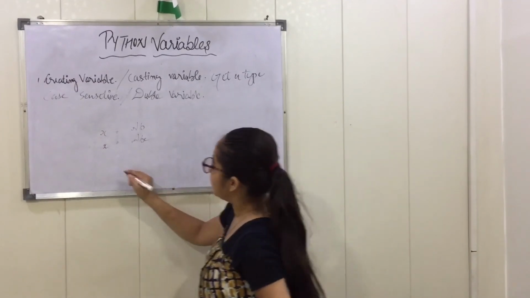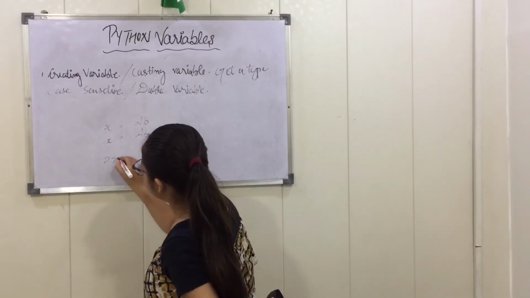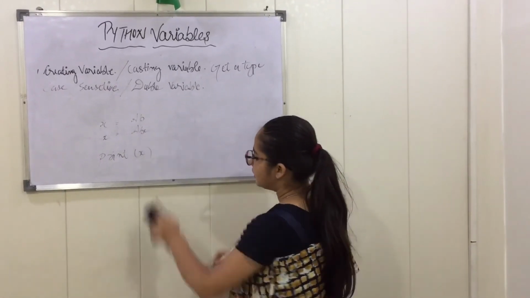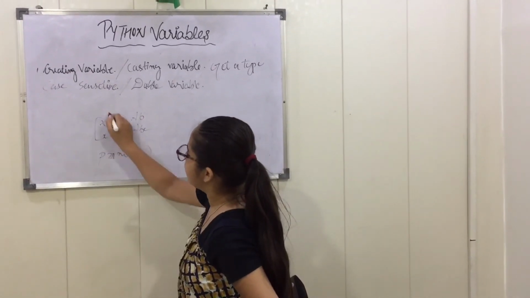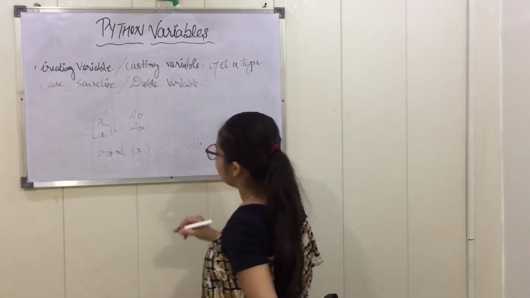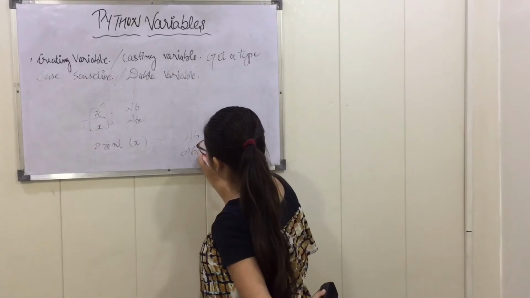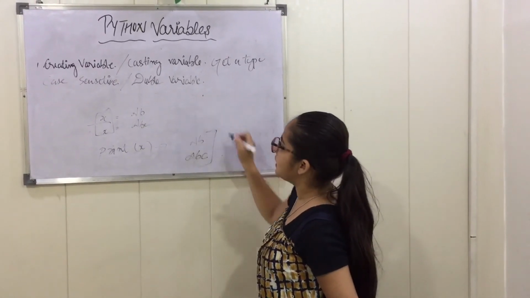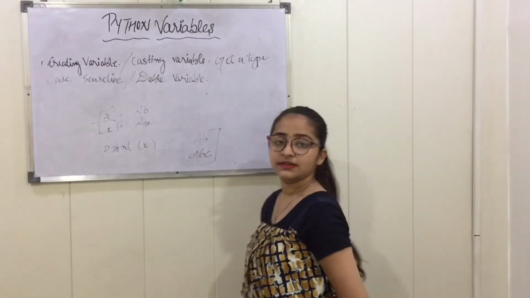So now I will be printing the value of x. If I write print x, both values will be printed because the variable name is the same. So it will be printed as AB and ABC. So in this way we can use double variables in the Python programming language.